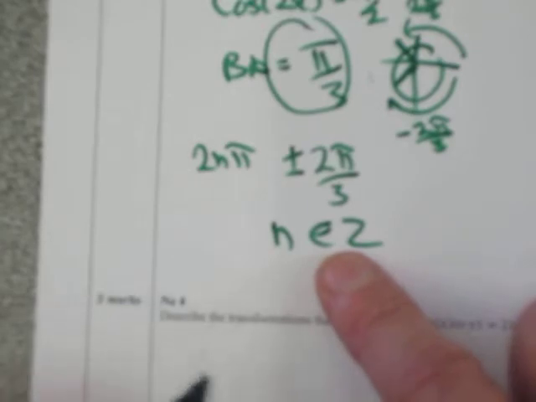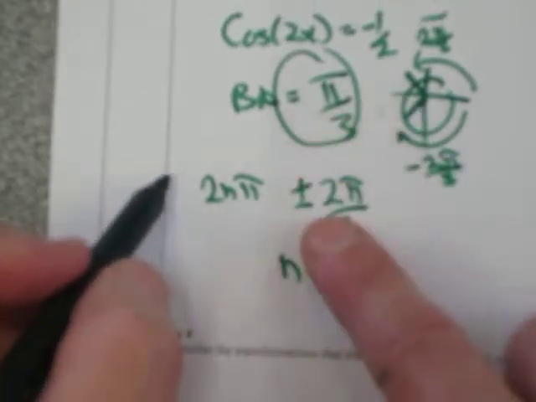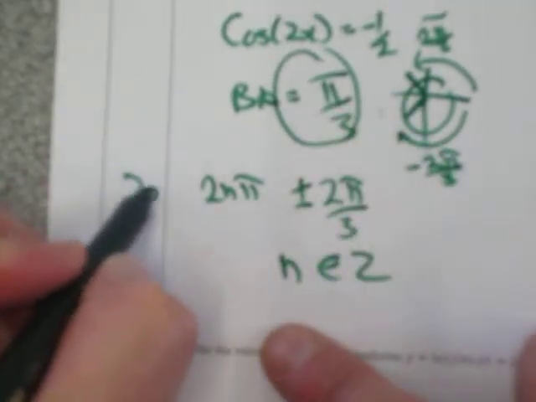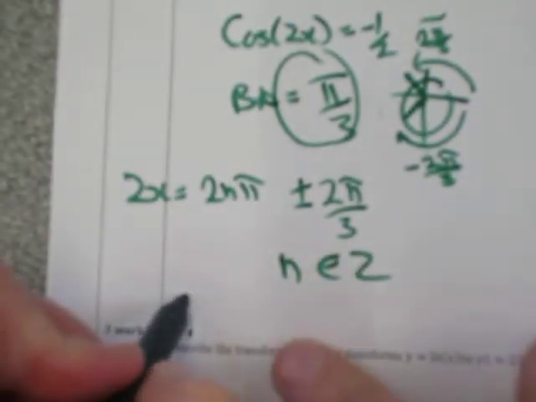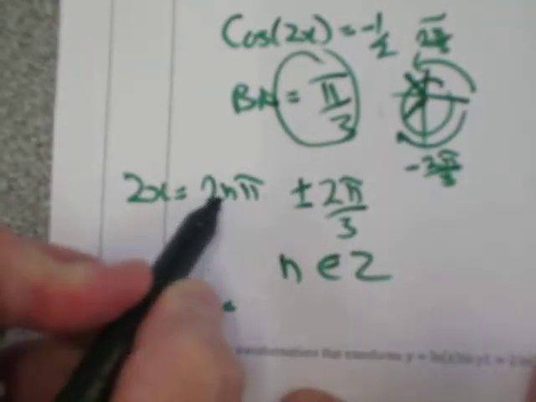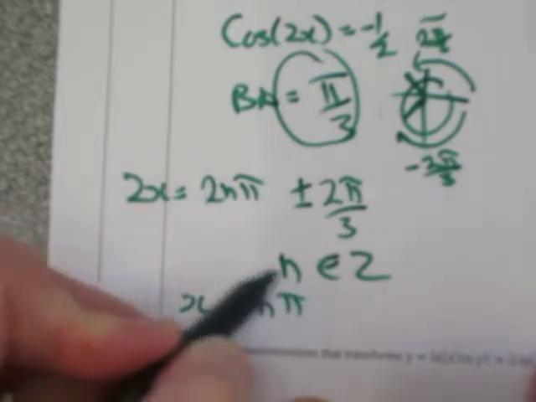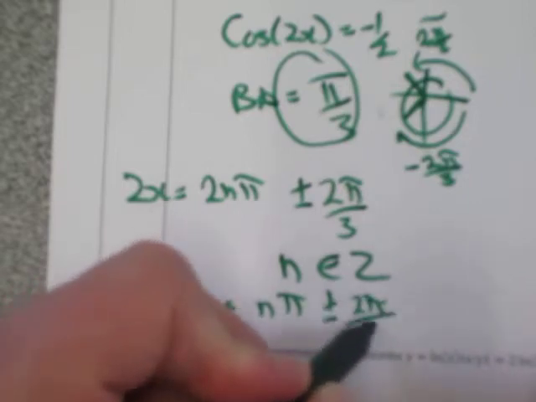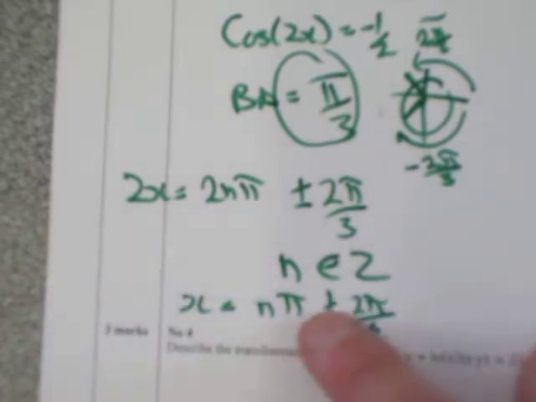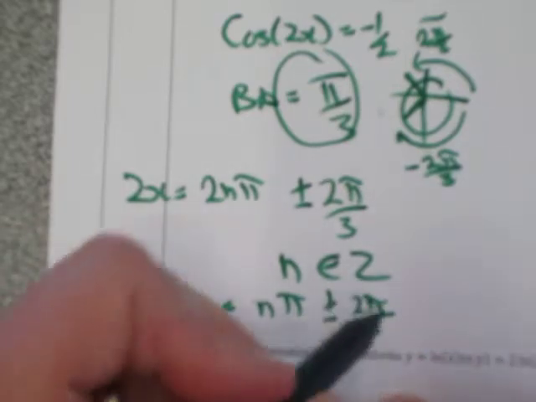Now I actually just forgot, sorry, apologies. You won't get anything for that actually, because that's actually 2x, isn't it? So you just have to divide everything by 2. So I'll just sneak it down here. X is actually, this will be n pi, and this will be plus or minus 2 pi on 6. So it's n pi plus or minus 2 pi on 6.